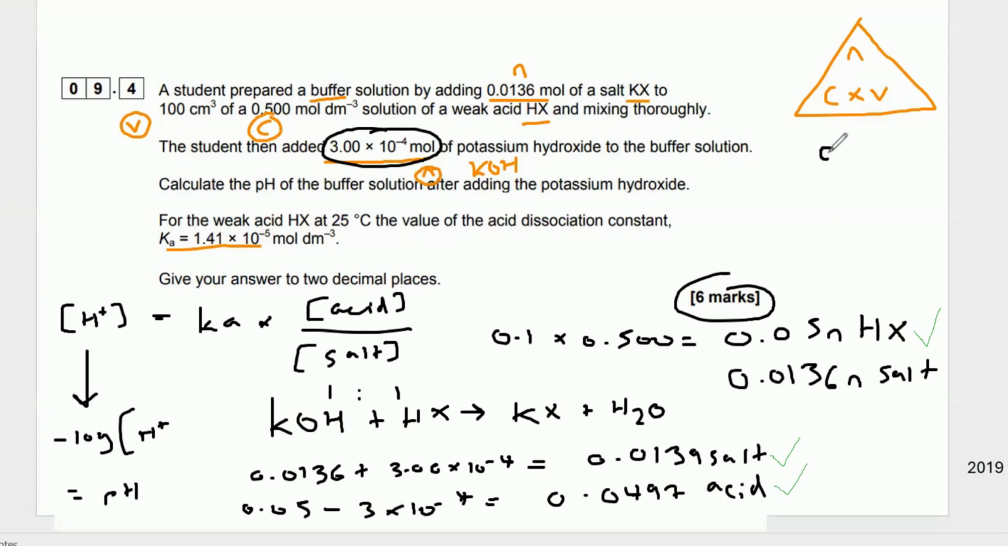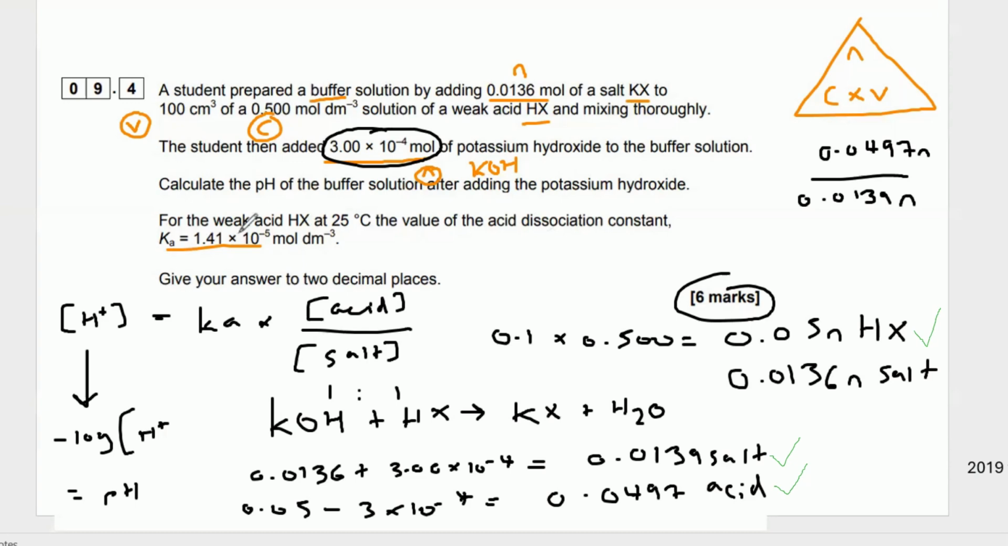So I really need to do 0.0497. Now you might say, sir, but that's moles, right? This equation has square brackets, it's concentration, but the volume is equal for both of these. Now, if it wasn't, then we'd be in a different situation. But the final volume of the buffer solution is 100 centimeter cubed. So the volume is equal, whatever it is, for both of them. So the ratio is going to stay the same. So we can just do that.